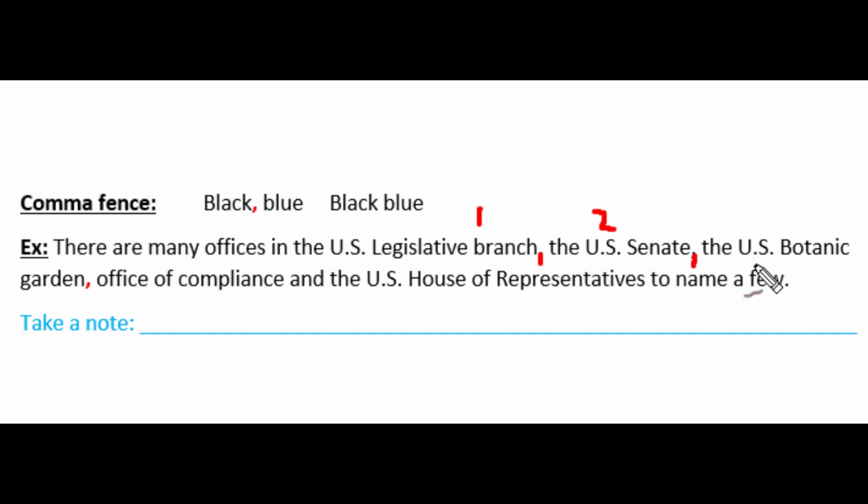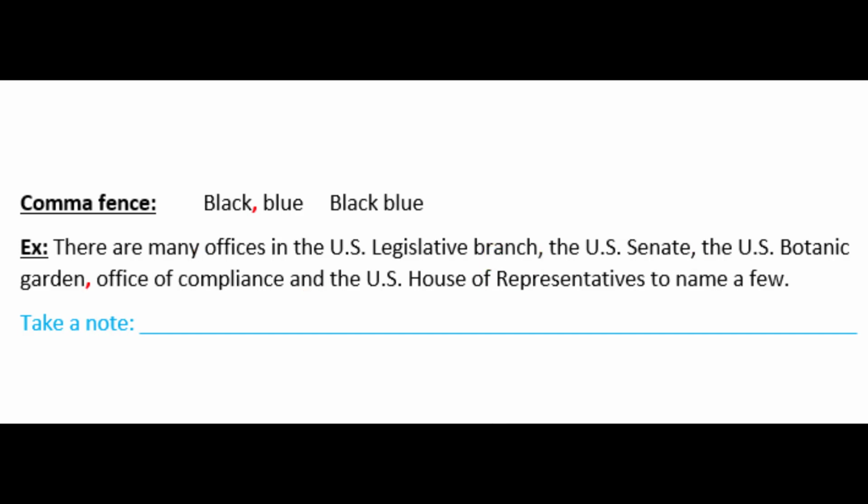Then here's the tricky part. It says the U.S. Botanic Garden. All right, the U.S. Botanic Garden is one thing. Then there's a comma here and it says the Office of Compliance. That's four. The word and here acts as our fence. It says the U.S. House of Representatives. So in this particular case, we have five things that are listed off.